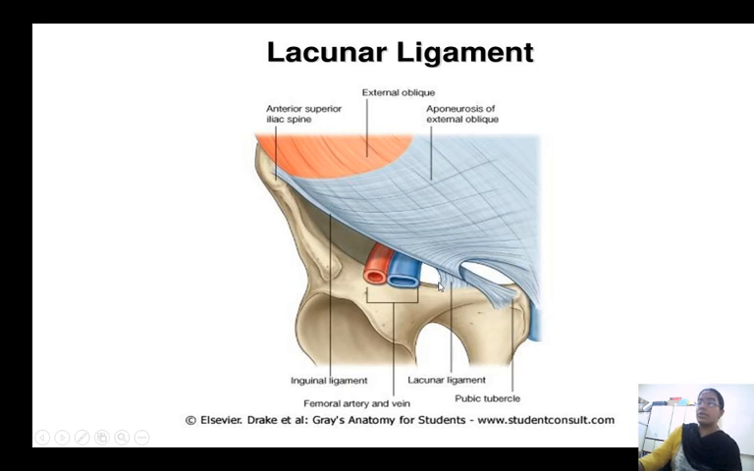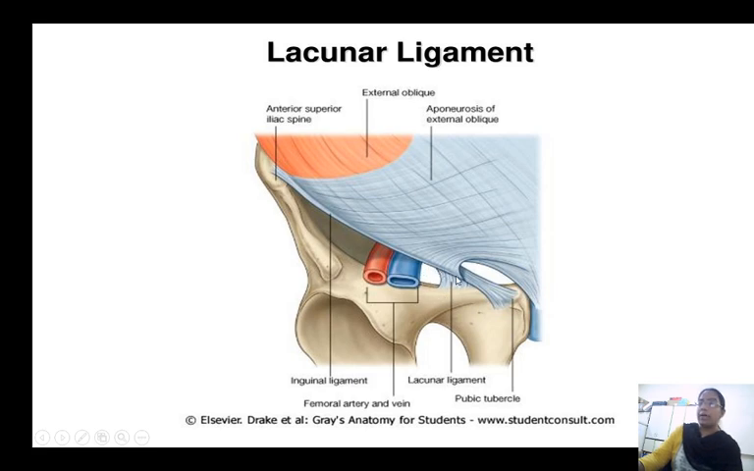So this is the lacunar ligament that you are seeing. In its description, it is triangular in shape with the apex pointing towards the pubic tubercle. The base is formed by the concave free margin, which forms the medial boundary of the femoral ring. This is the femoral ring medially, which we have studied.